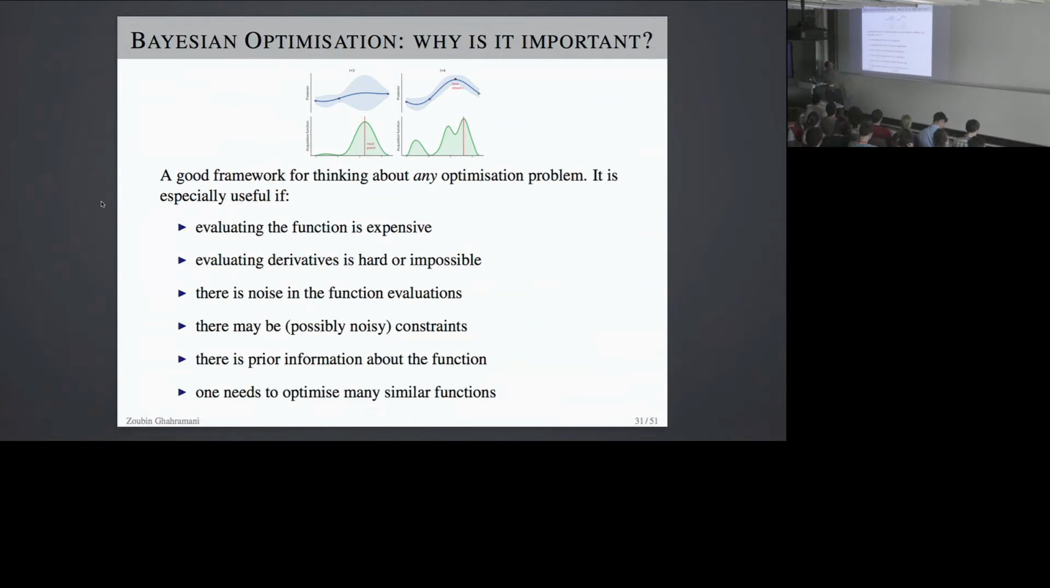And it's also useful if one needs to optimize many similar functions. Okay, so basically optimization is learning, right? Because here we're learning about the function as we're trying to evaluate it. If we have to optimize many similar functions, then you can think of this as multitask Bayesian optimization. Okay, so essentially you've learned to optimize this function. Now we're going to optimize another similar function. And so we can transfer from one to the other.